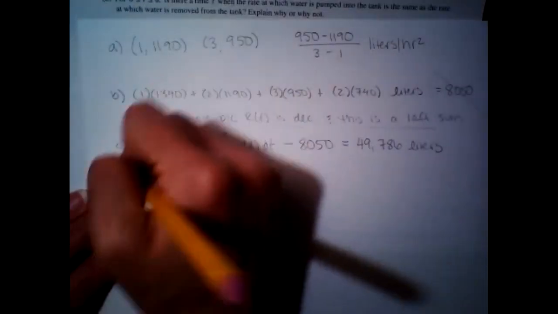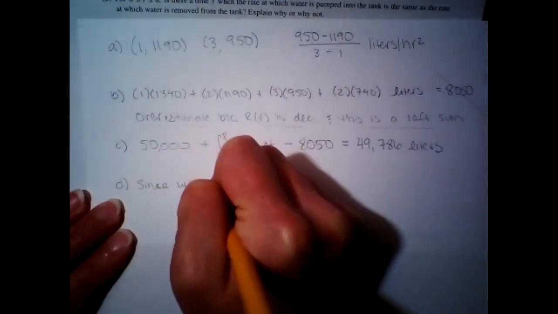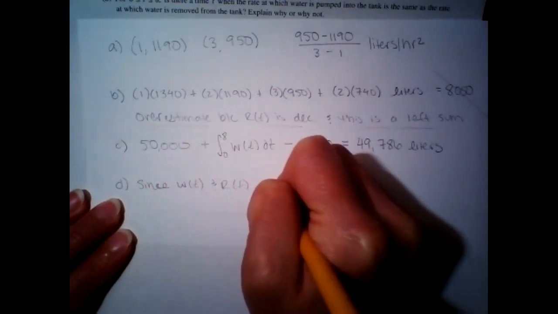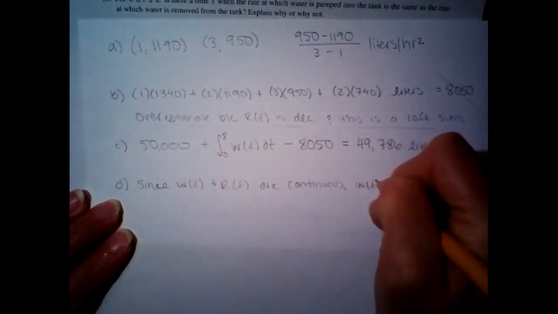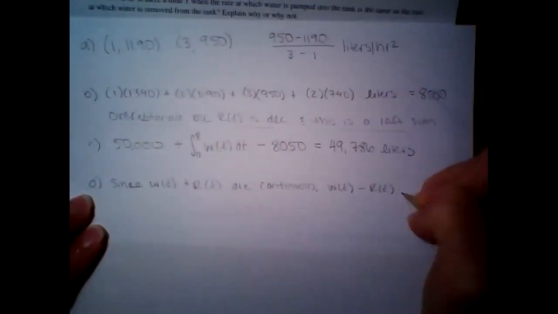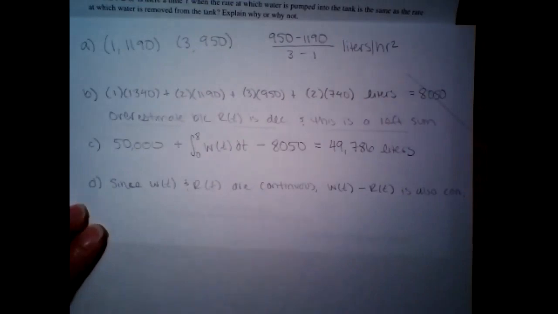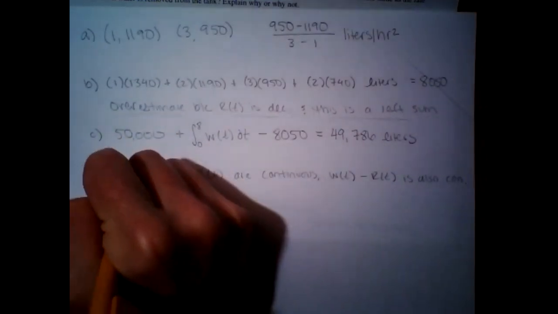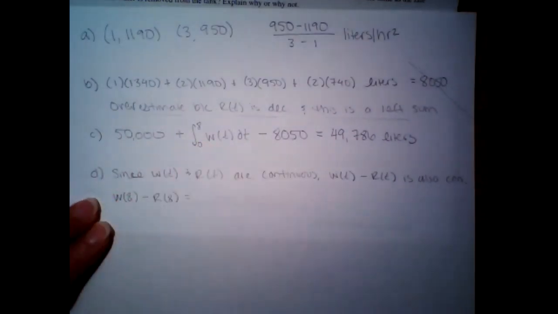All right. So since W of t and R of t are continuous, W of t minus R of t is also continuous. So we're going to look at subtracting them. Since the two functions themselves are continuous, if you subtract them, that function is also going to be continuous. So let's look at 8. We have W of 8 minus R of 8. Let's see what that is going to equal.